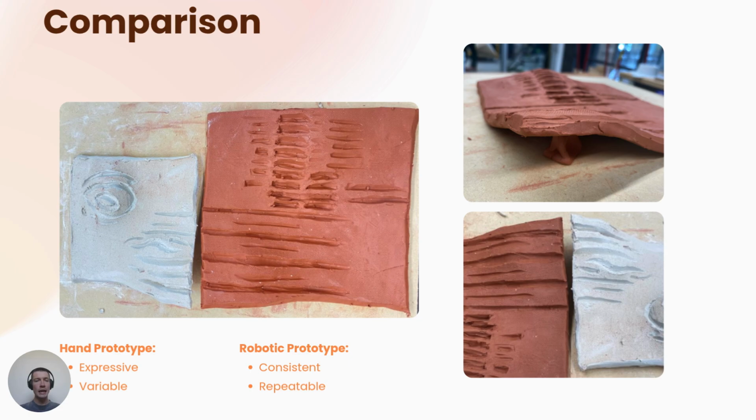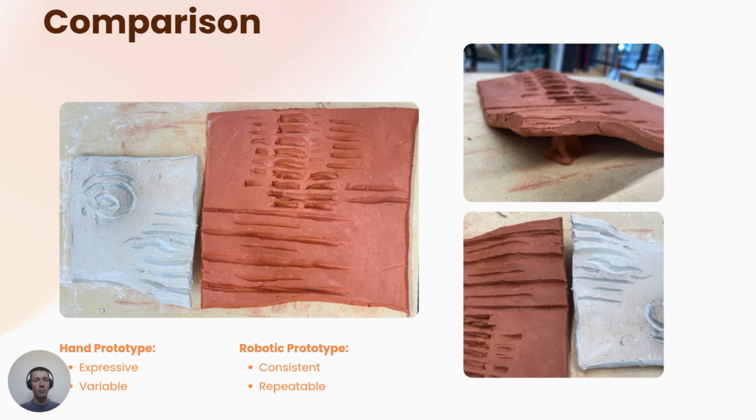Variations in pressure, angle, and movement result in uneven depth and spacing, making it difficult to reproduce the same pattern across multiple tiles. In contrast, the robotic prototype prioritizes consistency and repeatability. The toolpath is predefined, meaning each tile can be produced with the same depth, spacing, and pattern. This is highly beneficial for modular systems, where alignment and repetition are essential.